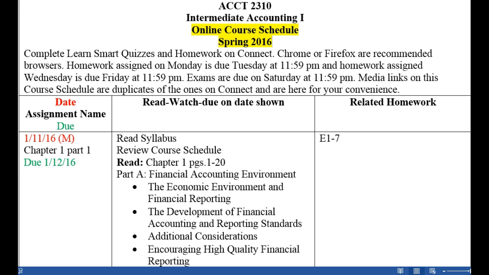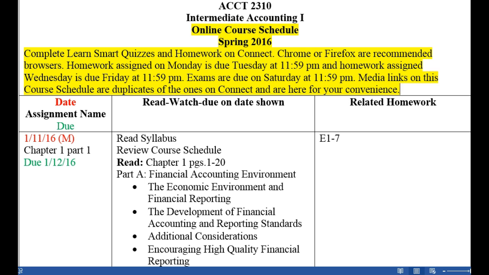First, let's look at what's talked about in the heading rows that repeat on the course schedule. It says that you complete Learn Smart quizzes and homework on Connect. I recommend Chrome or Firefox. Homework assigned on Mondays is due Tuesday at 11:59, and homework assigned Wednesdays through Friday is due at 11:59. Exams are due on Saturday when we have them at 11:59.